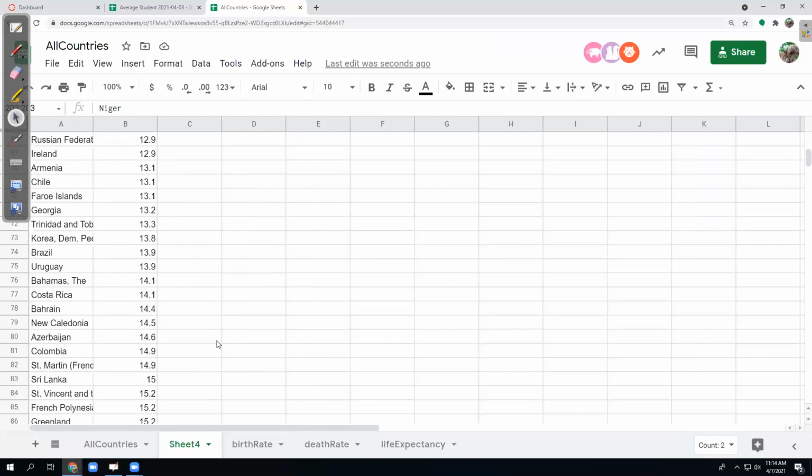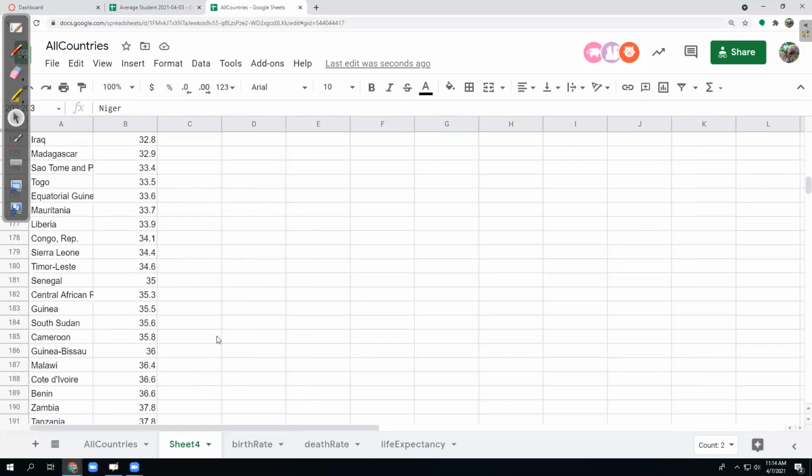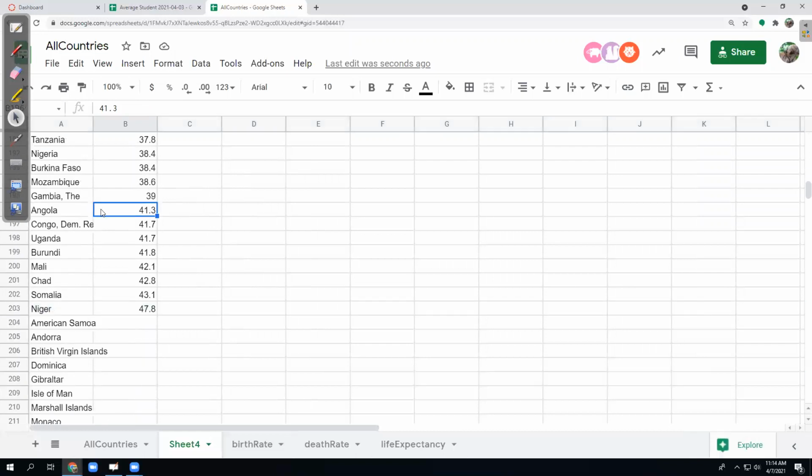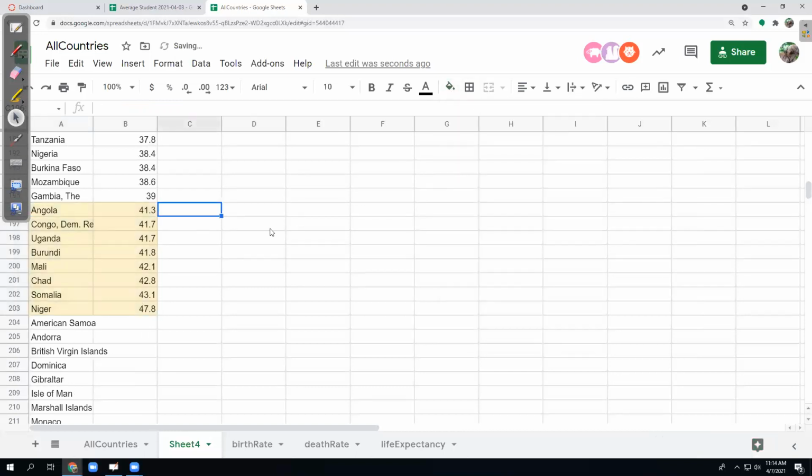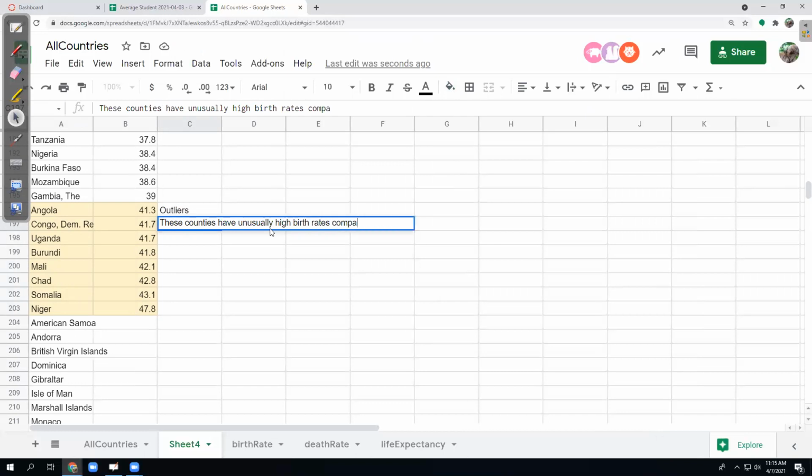And then I can identify in my list here the outliers. If we go down to the bottom of the list, this group right here, let's highlight those. These are outliers. More specifically, they are unusually high compared to the rest. So these countries have unusually high birth rates compared to the rest of the countries. Those are in Africa, so that's interesting.